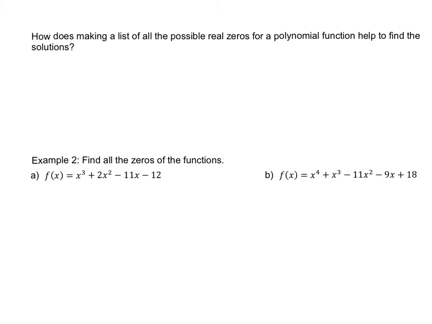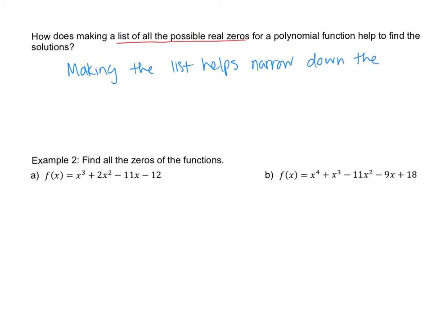So in the last video, we were talking about making this list of all possible real zeros. And what that allows us to do is to narrow down our search for the possible real solutions for a given polynomial, so that way we can find it easier on a graph. So basically the purpose of making that list is, let me write down a few words. So making the list helps narrow down the possible real solutions you might find on a graph.